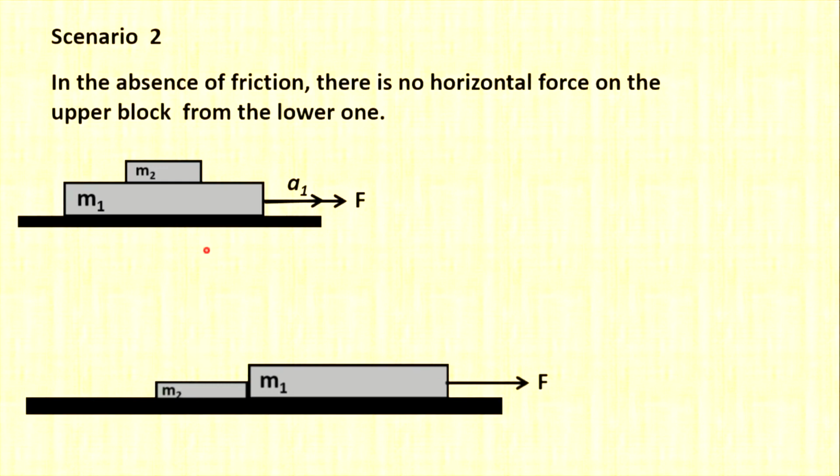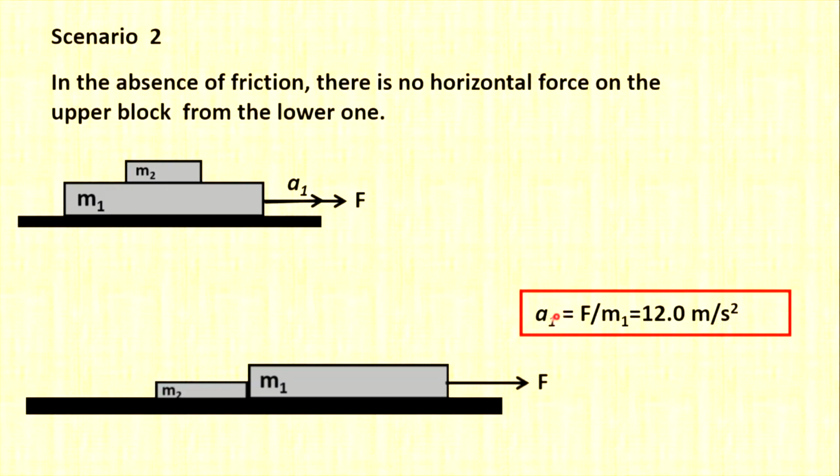What is the conclusion? The force F is applied only to block M1. It doesn't affect block M2. And the acceleration a1 can be found using Newton's second law. Acceleration equals force over mass, and in our case it is 12.0 meters per second squared. I just remind you that the student got another answer, which was 10 meters per second squared.